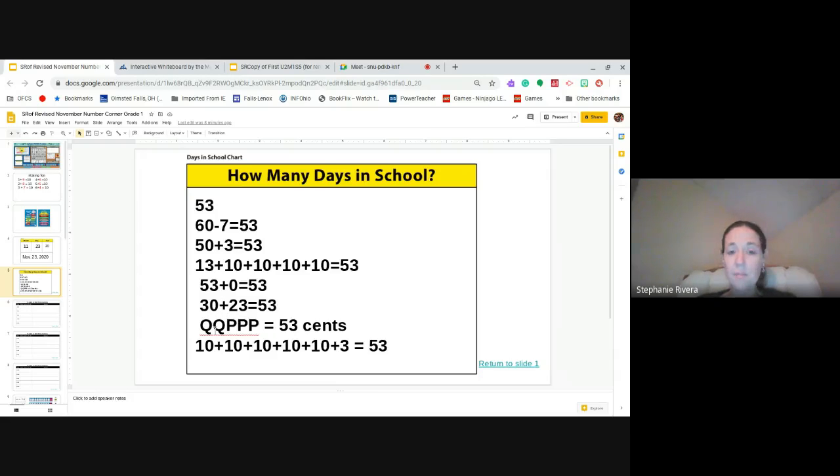And then we have some money here. We have 2 quarters. Who knows? 25, 50. You're right. That gives us 50 cents. And then we have 3 pennies, 51, 52, 53. 53 cents right there for the 53rd day of school.